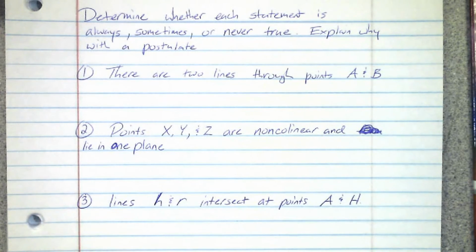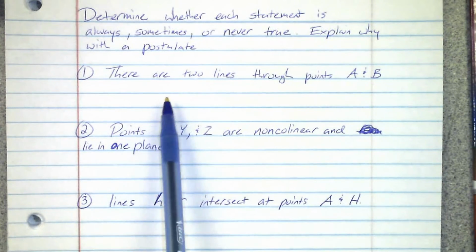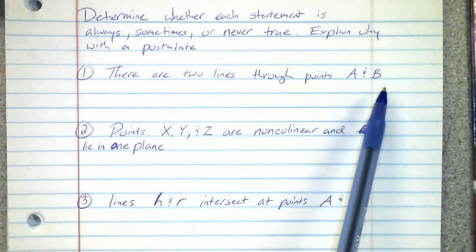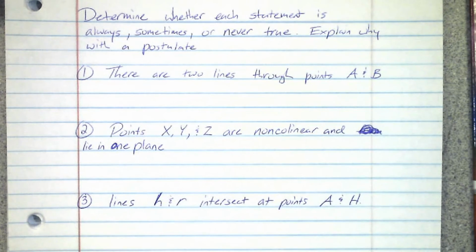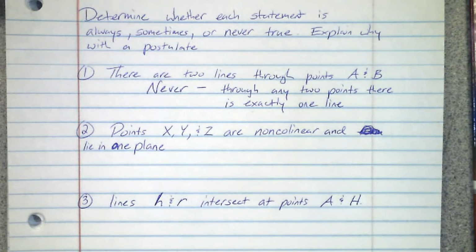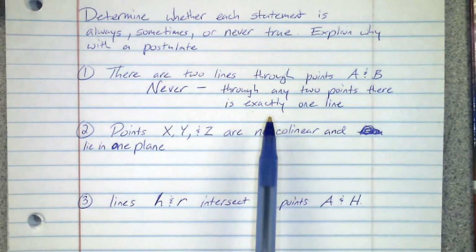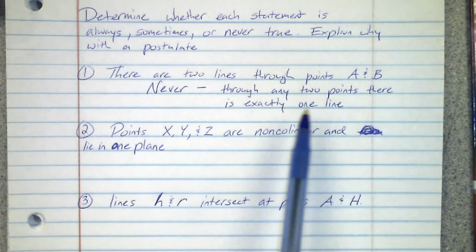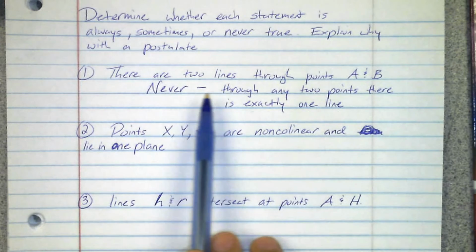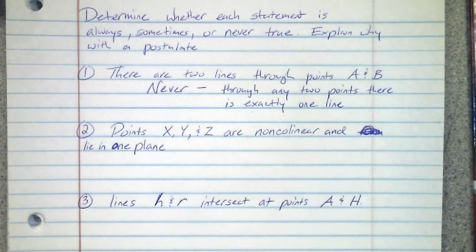Alright, so for these, you need to have your postulates. In class, I'm going to give you a list of the postulates. Hopefully you took the time to look it up so you can answer these questions. If you didn't, pause the video, do it right. For the first one, there are two lines through points A and B. Well, this is never. Postulate says through any 2 points, there is exactly one line. So, it's never going to happen.